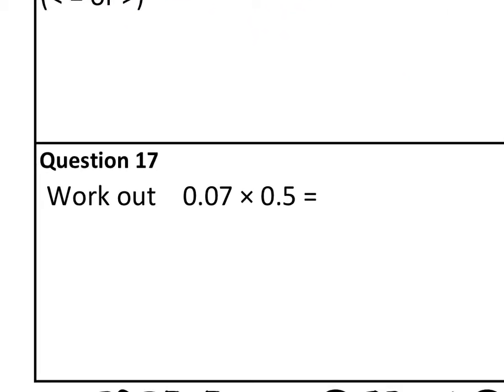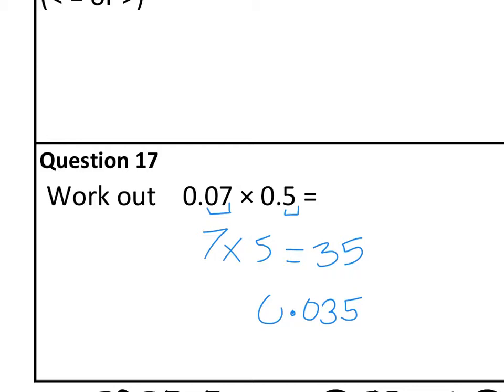Okay, 0.07 times 0.5. If it was just 7 times 5, it would be 35. But this has one number after the decimal point, and this has 2. So it has to have 3 numbers after the decimal point. Okay, well, how would I make 35 have 3 numbers? It's going to need a 0 as well. 0.035.